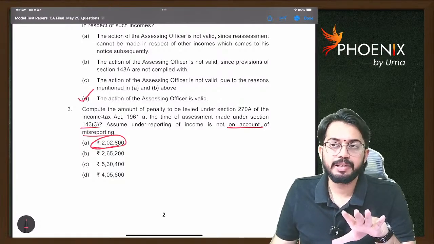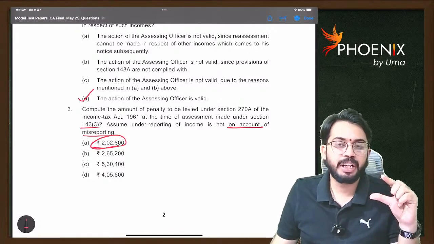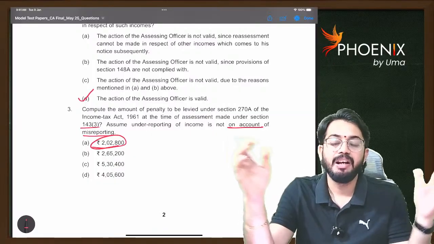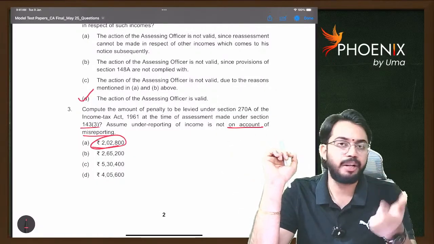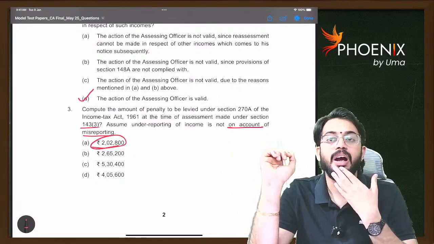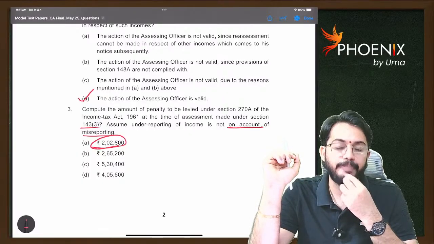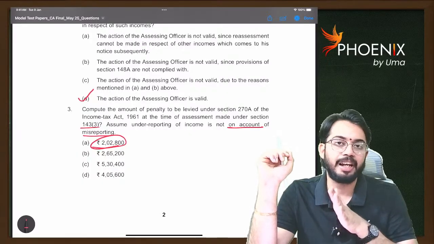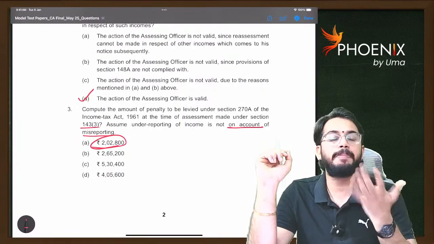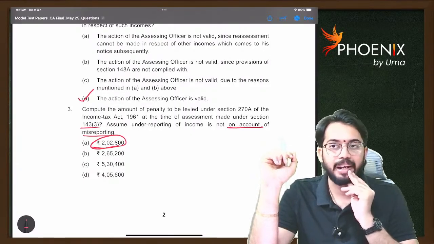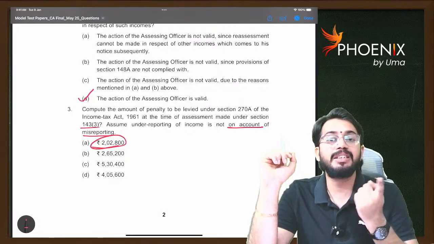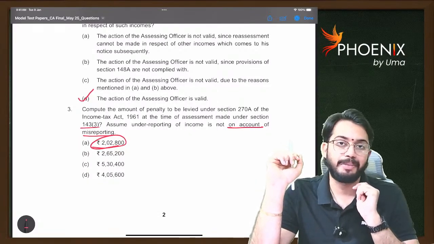So the thing is, as per intimation, whatever the income is, and as per assessment, whatever the income is, this difference of income we need to take. The difference of income is underreporting of income. On underreporting of income, first we will calculate the tax. On such tax, 50% will be considered as penalty. If it is misreporting of income, then penalty is 200% of the tax amount. Okay.